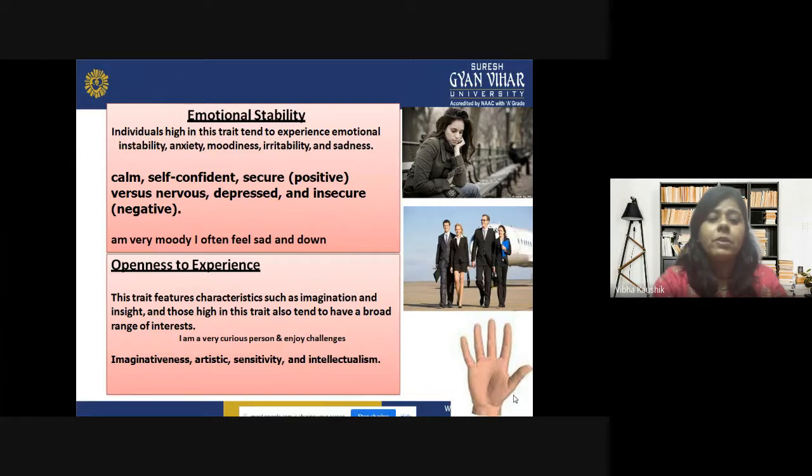Openness to experience. This trait features characteristics such as imagination and insight. Those high in this trait also tend to have a broad range of interests. I am a very curious person and enjoy challenges. Imaginative, artistic, sensitive, and intellectual.